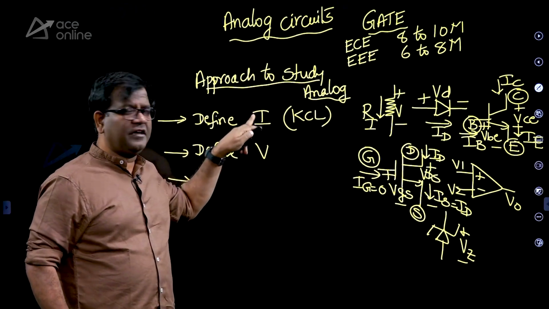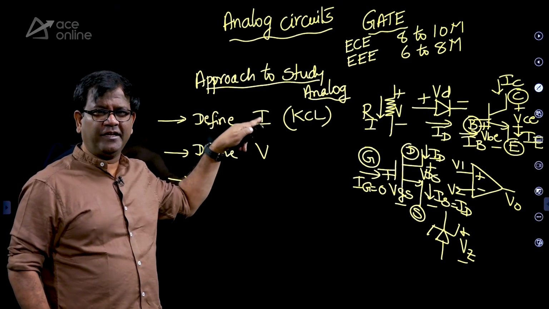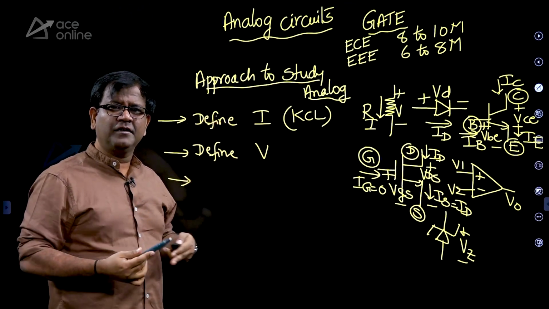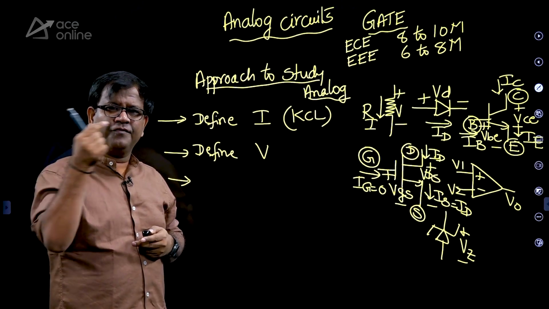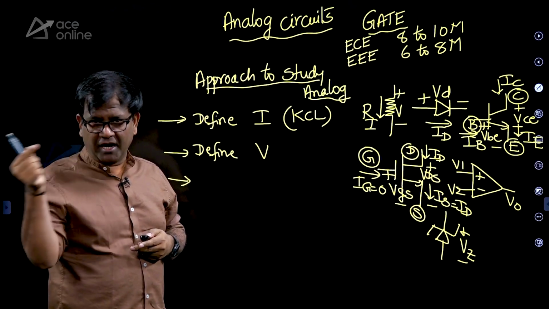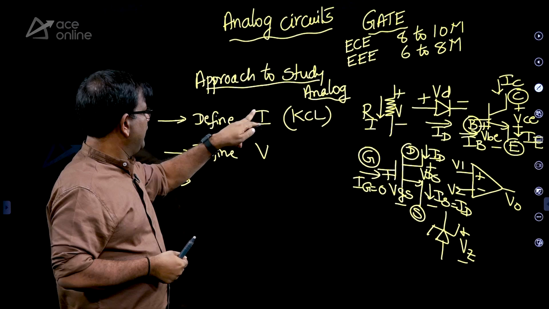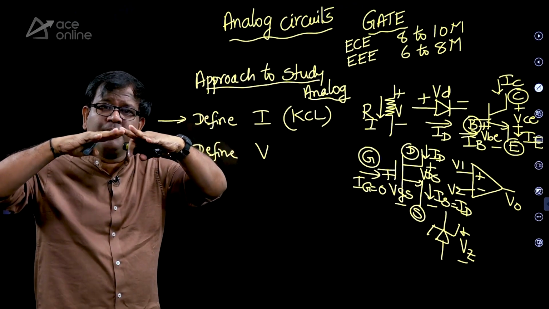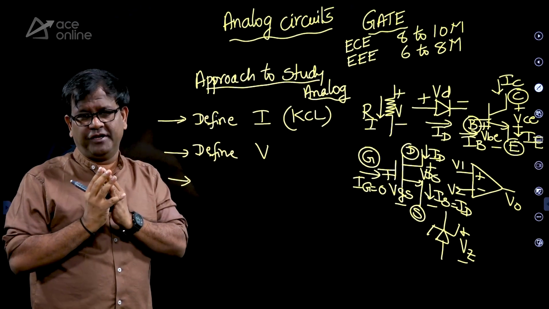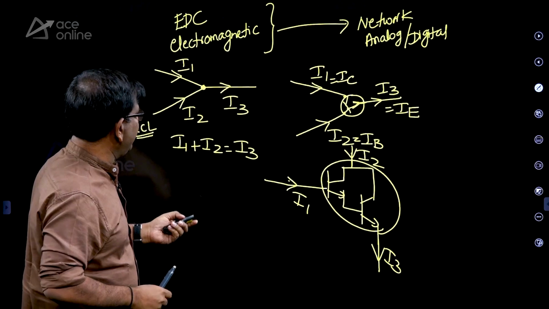The defining current is not a simple thing, because when you define current, you're allotting a unique value of current at a branch, and if you can choose the element boundaries very carefully, then you can neglect a lot of things.